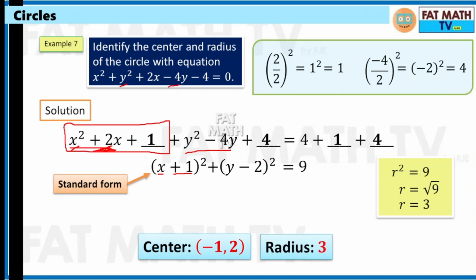So here, you need to do completing the square. After that, you factor so that you can express it as (x minus h) squared plus (y minus k) squared equals r squared. Don't forget that what you add to the left side of the equation, you should also add to the right side. Let us have another example.